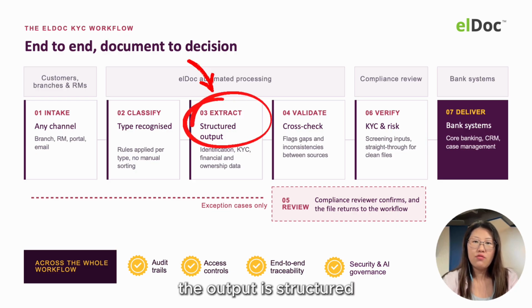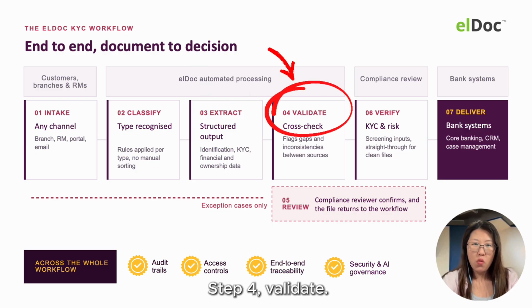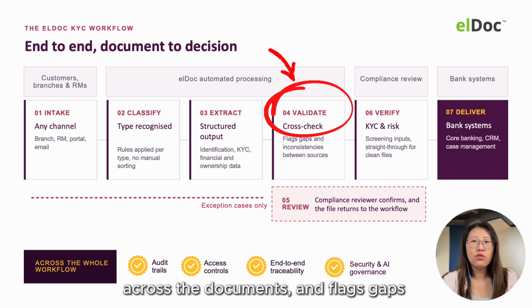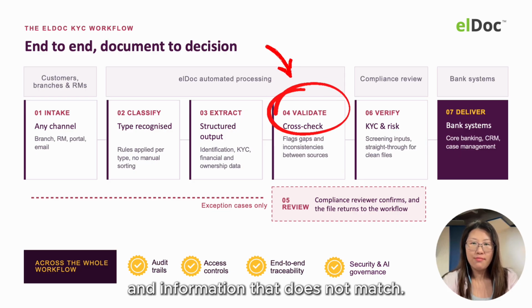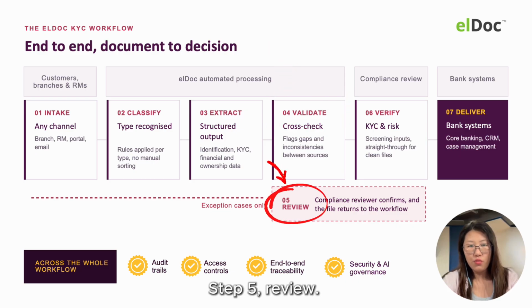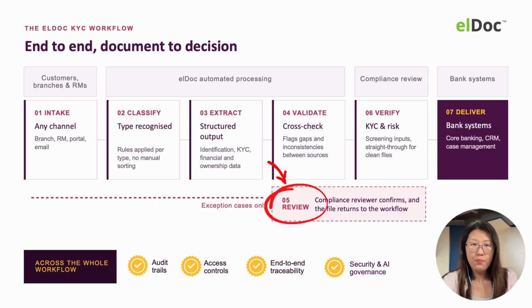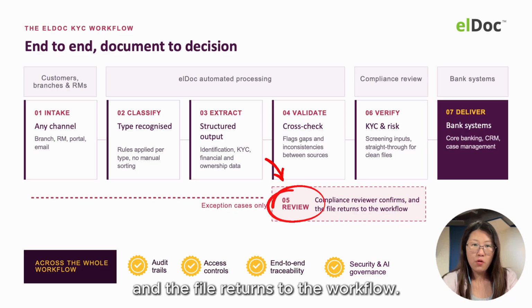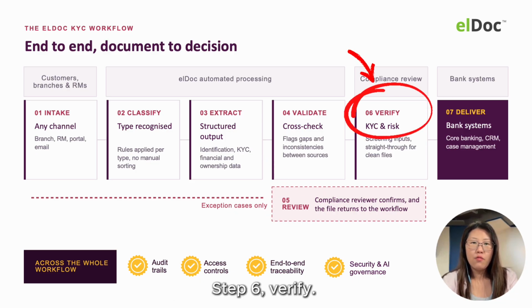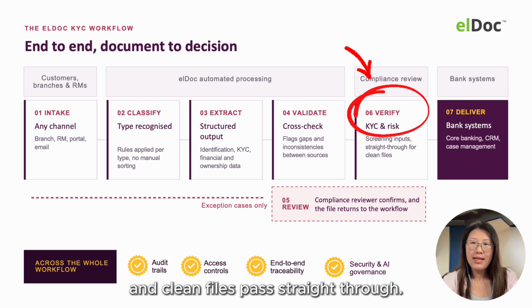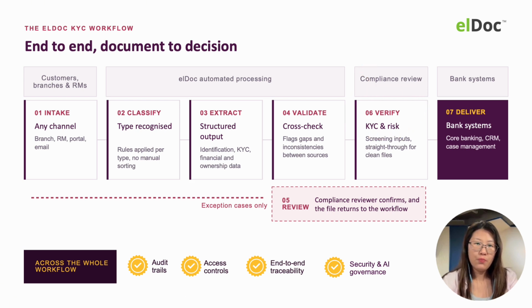The output is structured. Step 4. Validate. elDoc cross-checks the data across the documents and flags gaps and information that does not match. Step 5. Review. Only exceptional cases go to the client's reviewer. The reviewer confirms and the file returns to the workflow. Step 6. Verify. KYC and risk screen inputs are ready, and clean files pass straight through.